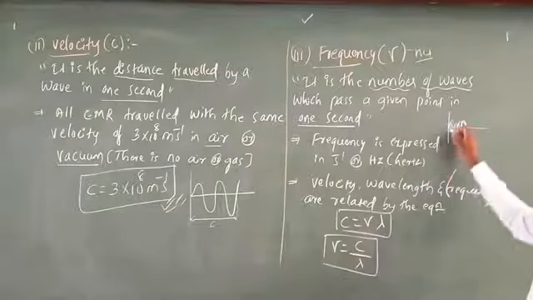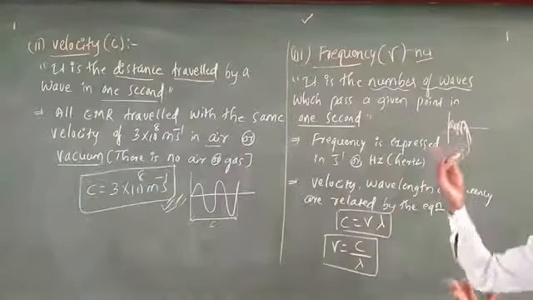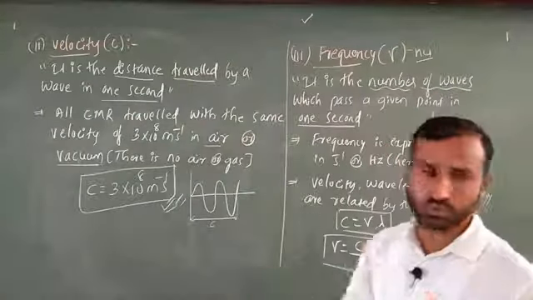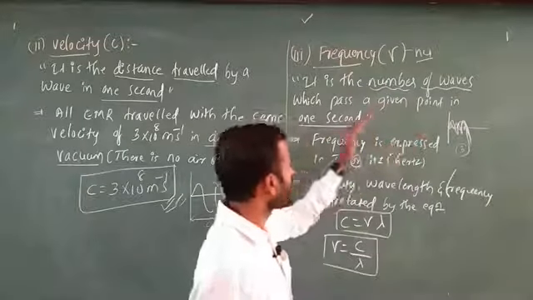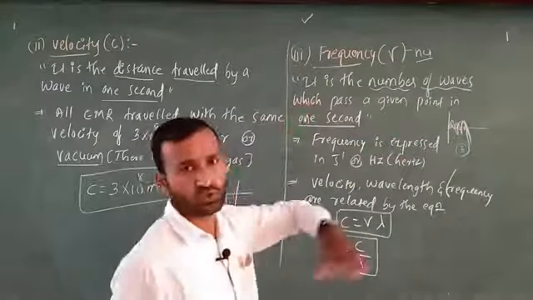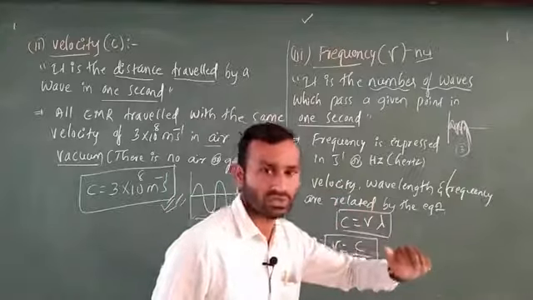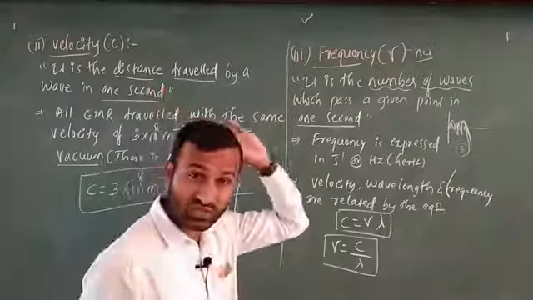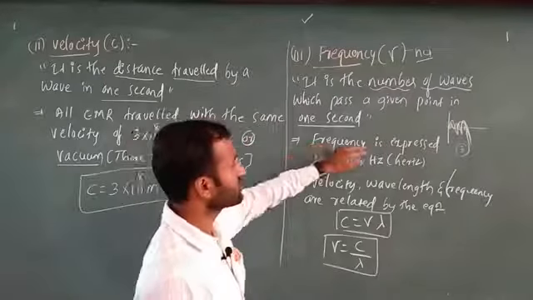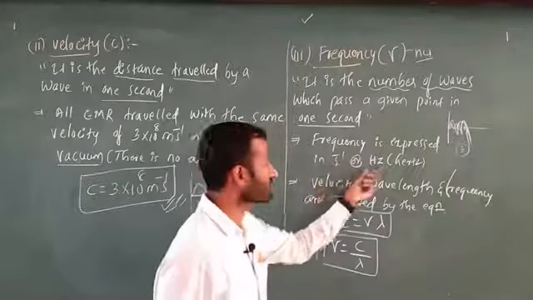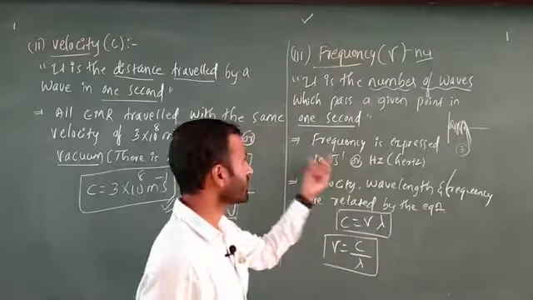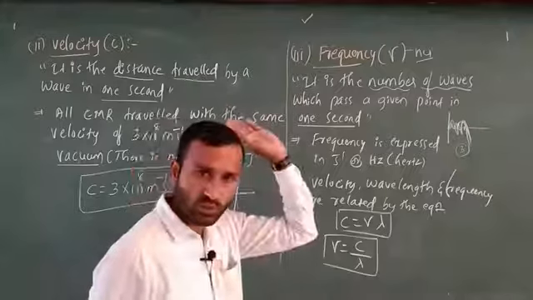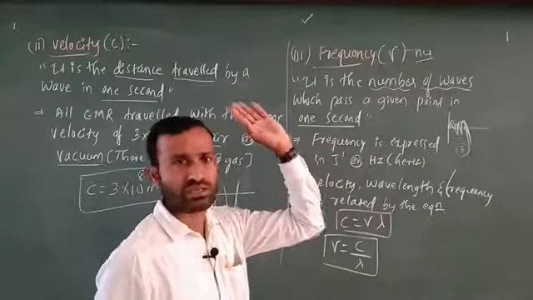In this case, this is 1, 2, 3, 4, 5, 6, and so on, depending on the situation. That's why it is the number of waves which pass a given point in 1 second. You have to calculate how many waves are passed; that indicates frequency. The velocity is different, the wavelength is different. The frequency is expressed in per second or hertz. Velocity is measured in meter per second. Wavelength is measured in nanometer, the SI unit is meter.